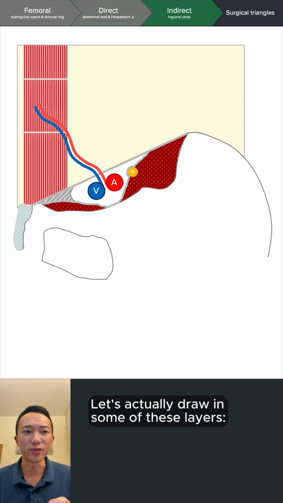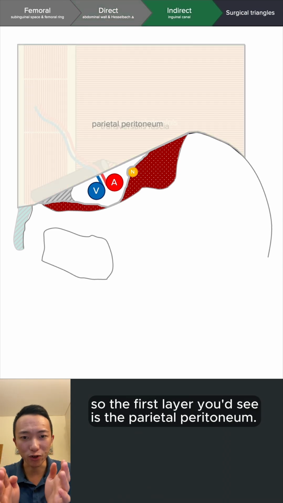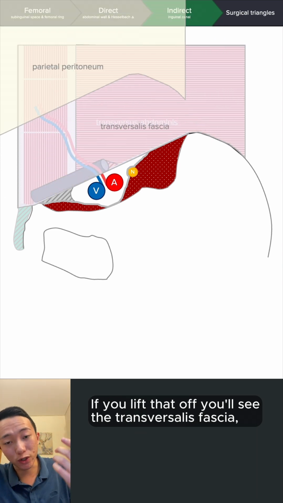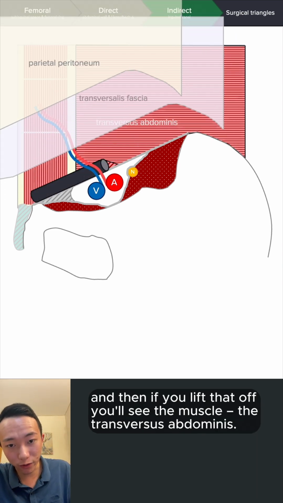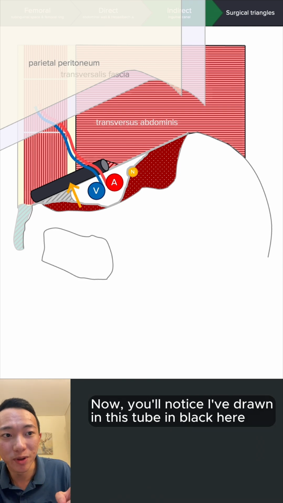Let's actually draw in some of these layers. We're sitting in the abdominal cavity, right? So the first layer you see is the parietal peritoneum. If you lift that off, you'll see the transversalis fascia, and then if you lift that off, you'll see the muscles, the transversus abdominis.